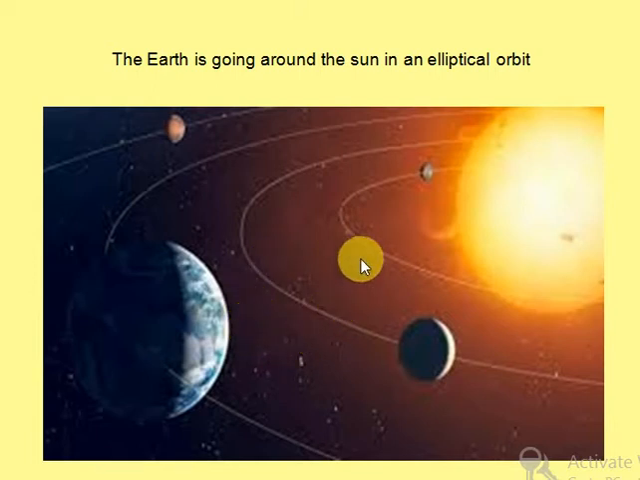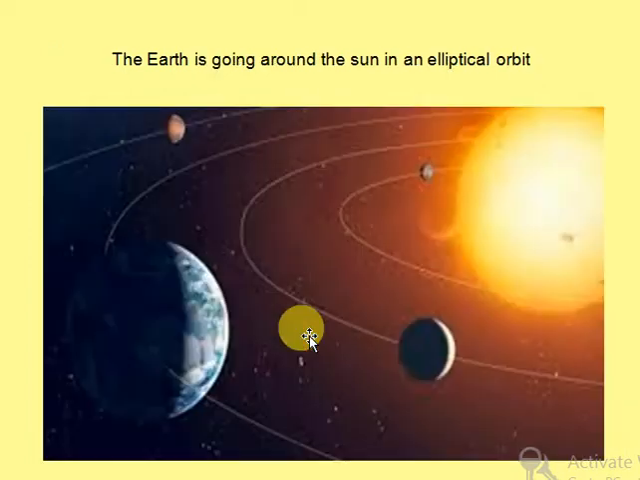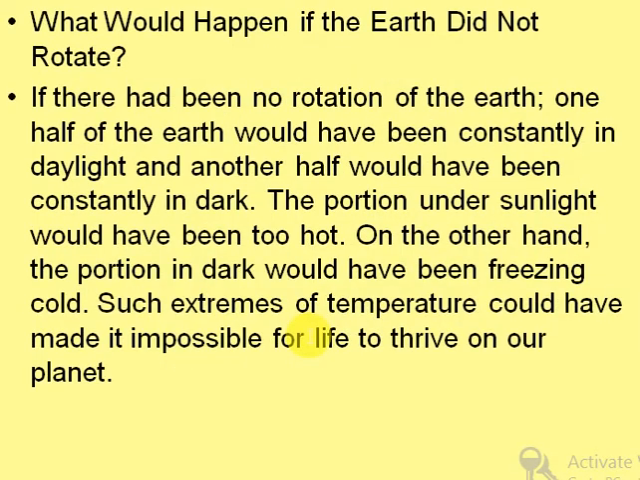What would happen if the Earth did not rotate? The portion of the Earth facing the Sun would always experience day, thus bringing continuous warmth to the region. The other half would remain in darkness and be freezing cold all the time.